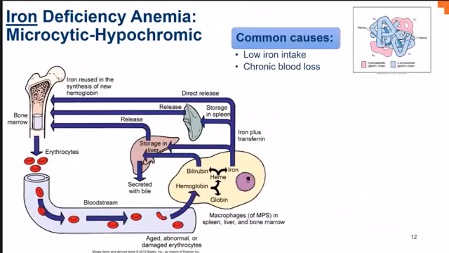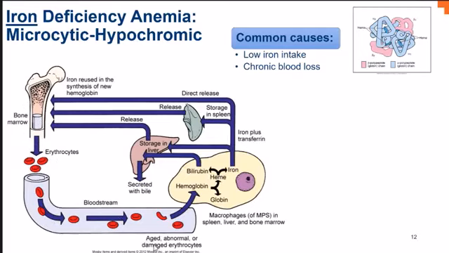Now we'll move on to iron deficiency anemia, and this is a type of microcytic, so smaller than normal cells, hypochromic, with lower than the normal amount of hemoglobin present. And the common causes here include low iron intake and chronic blood loss, as I've already discussed with you. I talked about this already, but just to reiterate that our bone marrow is going to produce red blood cells, which will circulate within our bloodstream.